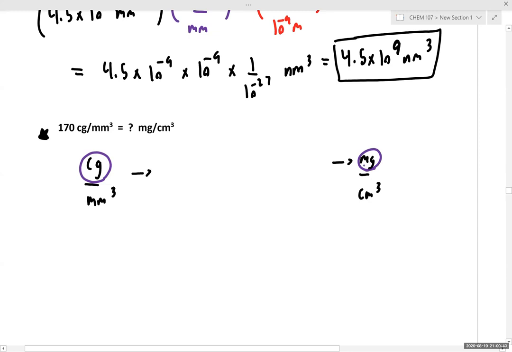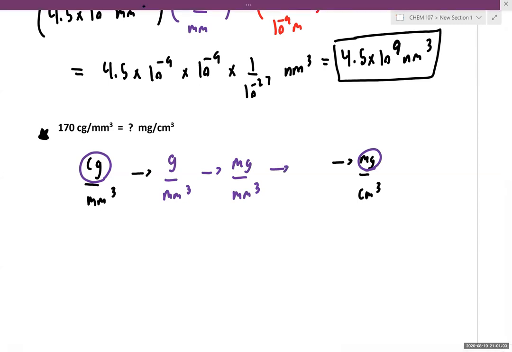So what is our stepping stone? What is our stepping stone? Grams. So we're going to go to grams per millimeter cubed and then milligrams per millimeter cubed.